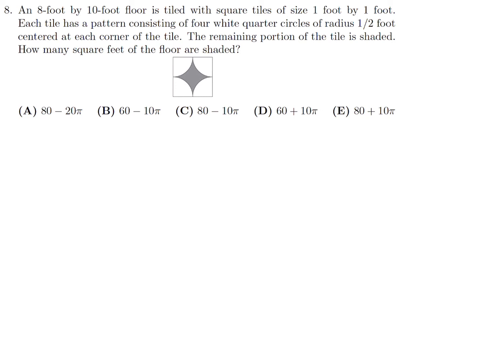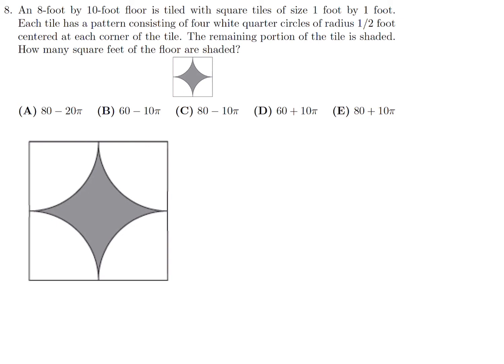An 8-foot by 10-foot floor is tiled with square tiles of size 1 foot by 1 foot. Each tile has a pattern consisting of 4 white quarter circles of radius 1/2 foot, centered at each corner of the tile. The remaining portion of the tile is shaded. How many square feet of the floor are shaded?